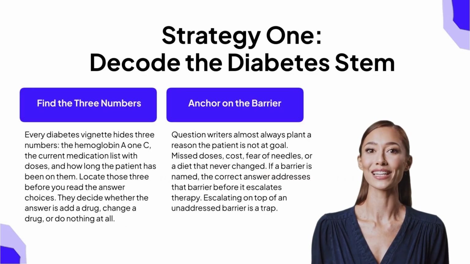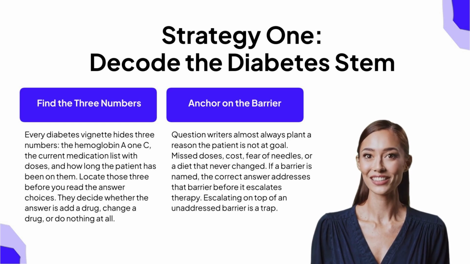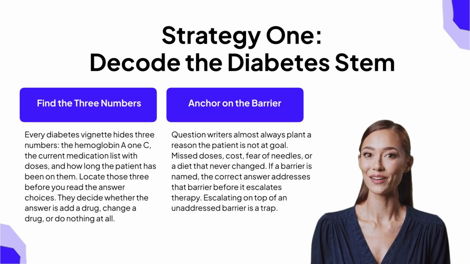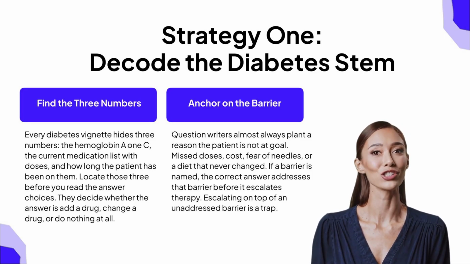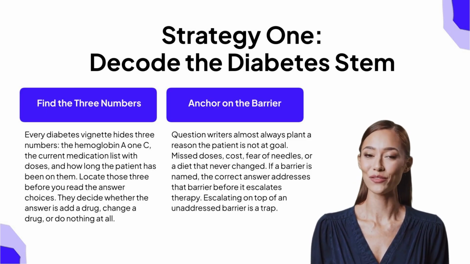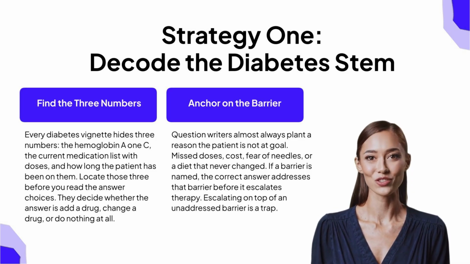Strategy 1. Decode the stem. Every diabetes vignette hides 3 numbers, and you should hunt for them before your eyes drift to the answers. 1. The hemoglobin A1C. 2. The exact medications and doses. 3. How long the patient's been on that regimen. Together, those 3 tell you whether to add a drug, change a drug, or do nothing.